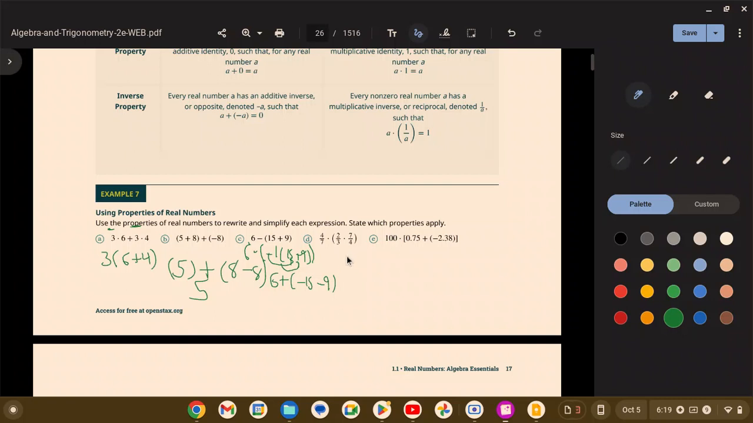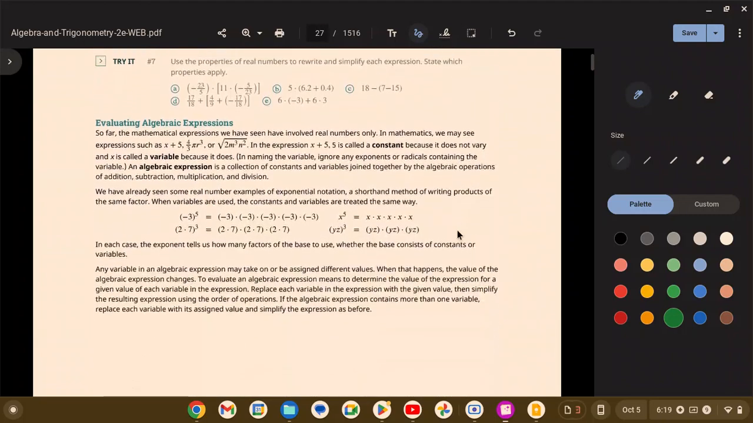And then here I can use the associative property of multiplication and do 2/3 times 7. I'm just combining the fractions because I can do that. And then 7 over 7, that's 1. So that simplifies to 2/3. And then this one, I can distribute the 100 to both. So it's 75 minus 238. I don't need to look at that.